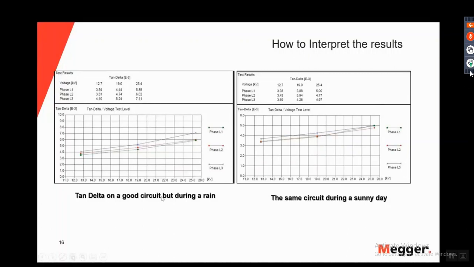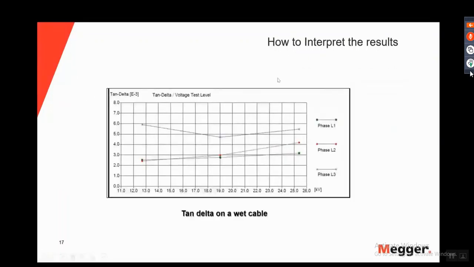So tan delta is a measure of temperature and humidity. It's also a factor in this. How to interpret the results: this is a wet cable. Phase 1 is green, phase 2 is red, phase 3 is blue. Same scale, tan delta and voltage. Now, when the cable is wet, see how it initially starts high on phase 3, and then as the voltage is applied and increased, you actually see a decrease, letting you know that it is water. So that's what this cable does under an actual wet condition.